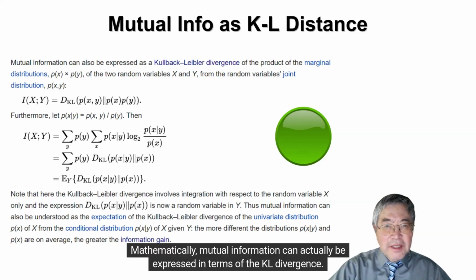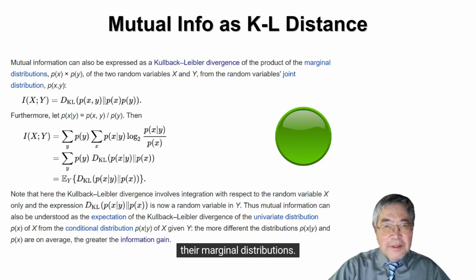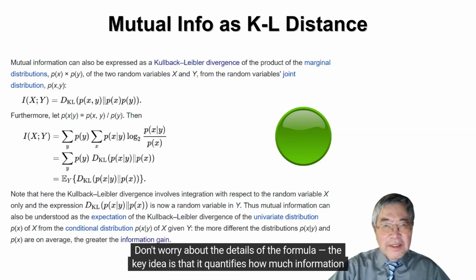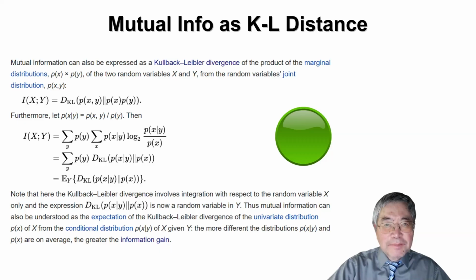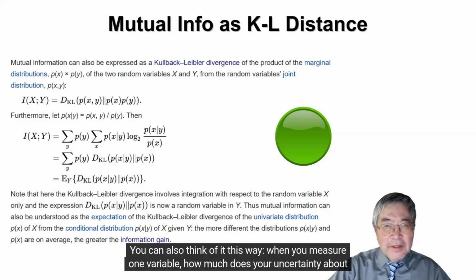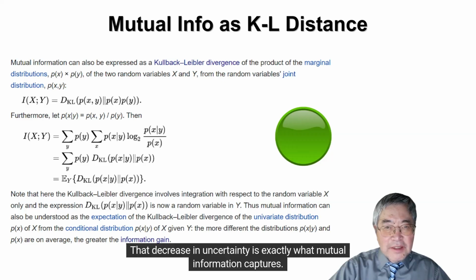Mathematically, mutual information can actually be expressed in terms of the KL divergence. Specifically, it's the KL divergence between the joint distribution of x and y and the product of their marginal distributions. Don't worry about the details of the formula. The key idea is that it quantifies how much information one variable provides about the other. You can also think of it this way. When you measure one variable, how much does your uncertainty about the other variable decrease? That decrease in uncertainty is exactly what mutual information captures.